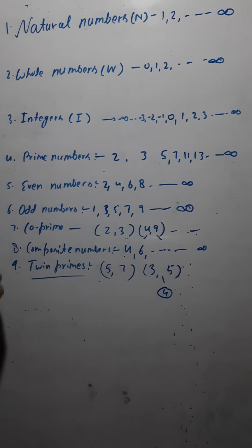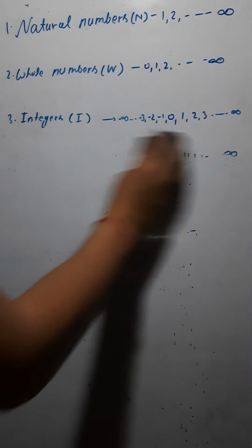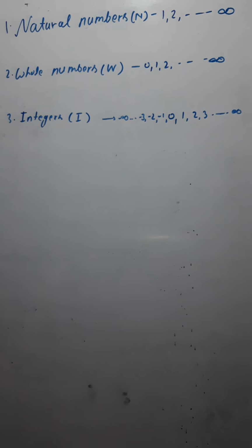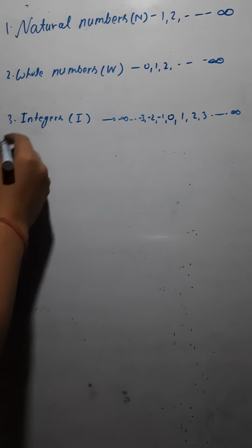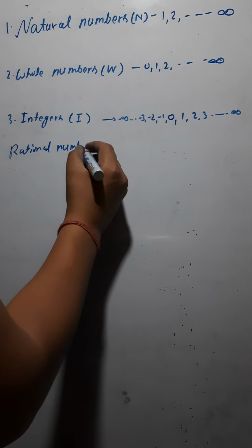Okay. Now let me tell you about the rational and irrational numbers. That would be the next one. Rational number. Next one is the rational number. So what are the rational numbers?